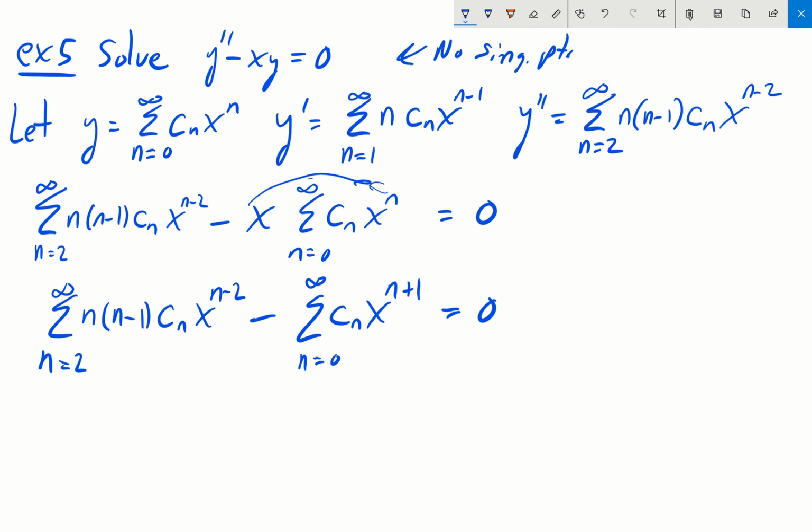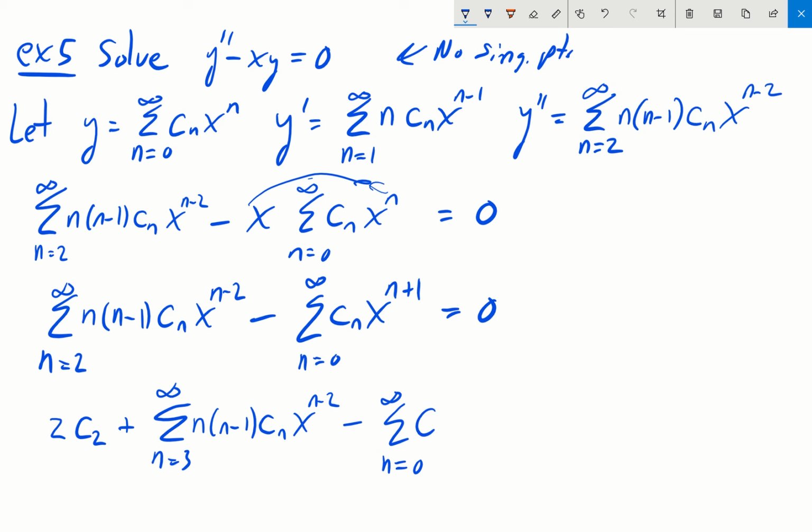When n equals 2, if we plug that in, we get 2 times 1 times c2, which is 2c2. x to the 0 we know is 1. So that's the first term by just plugging n equals 2 in. Plus, then we can write the remaining terms as the sum from n equals 3 to infinity of (n minus 1) cn x to the n minus 2, minus the sum from n equals 0 to infinity of cn x to the n plus 1, which is equal to 0.